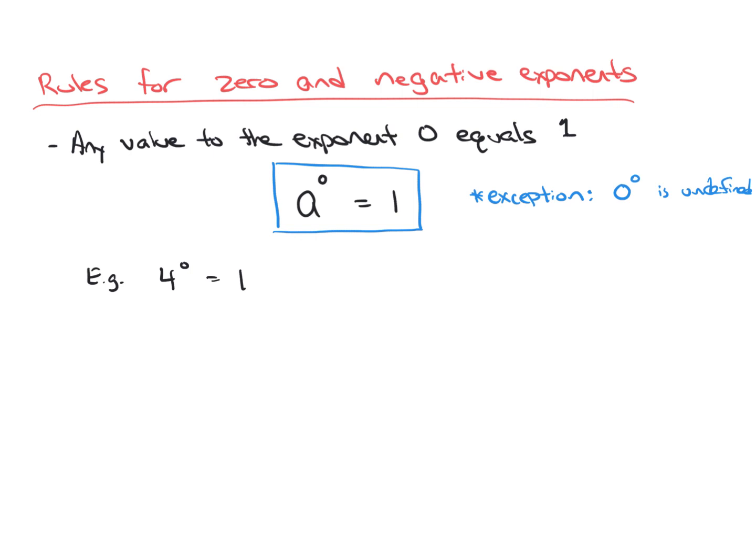It can be a decimal to the exponent of 0. You can check on your calculator: 2.5 to the exponent of 0. The answer is going to be 1. You can have negative numbers. Make sure they're in brackets. Negative 3, for instance, to the exponent of 0. You can check that on your calculator. The answer will be 1.